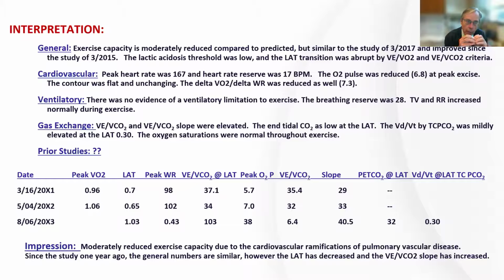I use a general category where I talk about their work rate, their oxygen uptake, their LAT, and then a cardiovascular one that looks at peak heart rate reserve, O2 pulse, those kinds of things. And then ventilatory, looking for ventilatory limitation during exercise, and then gas exchange. And then importantly, CPET is really a good study to repeat over time. So you can come back to what the study was before, and this happens to be 3 studies a year apart in a particular person with pulmonary hypertension.